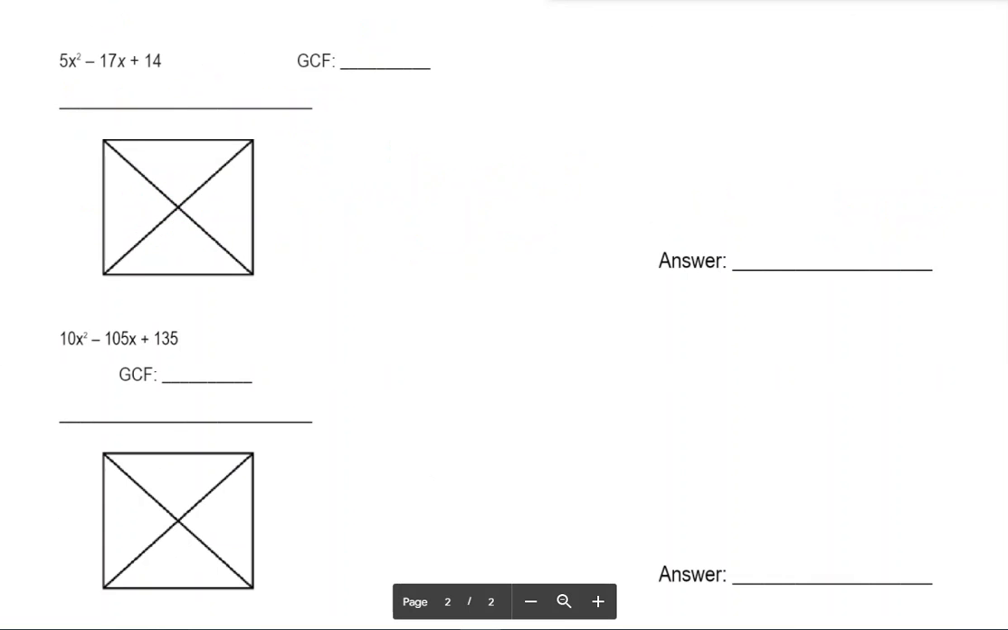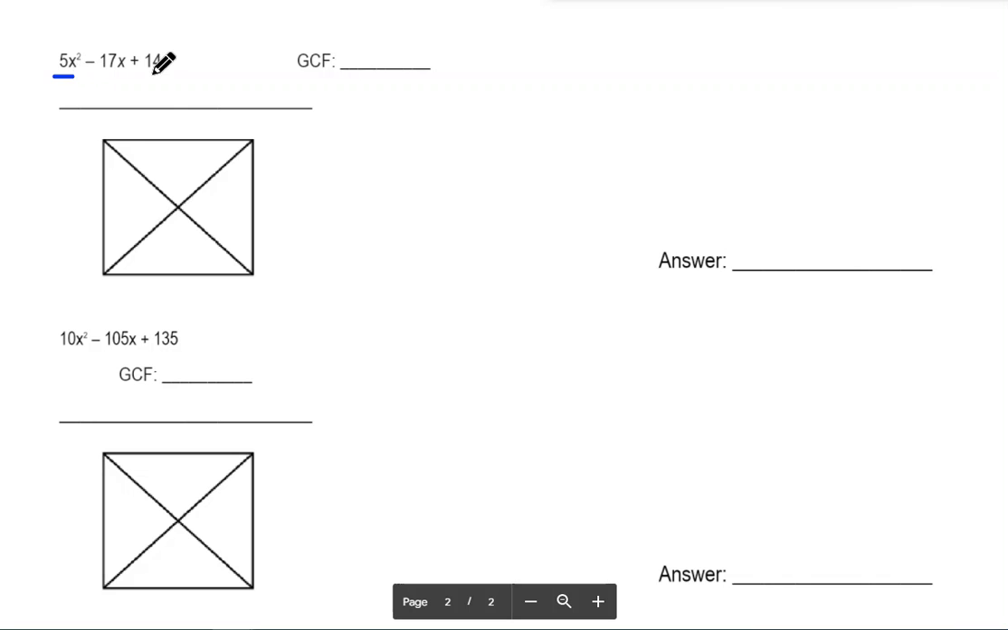All right, let's do one more example together, and then you guys can try the next two on your own. So let's see here. Is there a GCF between any of these? I don't think so. No, there's not. Because nothing can go into 5 and 17. 17 is a prime number, right? So we can't factor out a GCF.